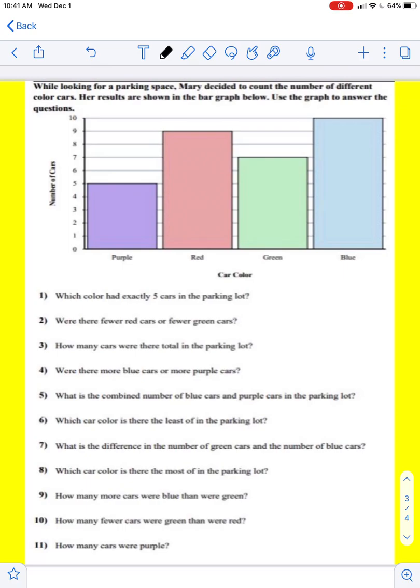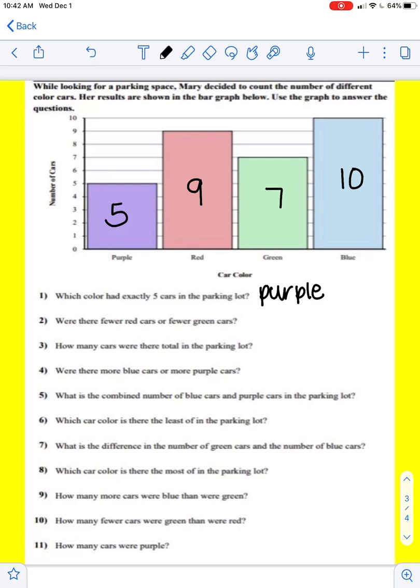So now looking at, I'm sorry, it's not a histogram, bar graph is what I meant to say. So we're going to say which color had exactly 5 cars in the parking lot. Well, I'm actually going to go through this graph and write the numbers down. So we see right here, purple had 5, red has 9, green has 7, and blue has 10. So that's going to help us get that out of the way to start. So which color had exactly 5 cars? That is purple.